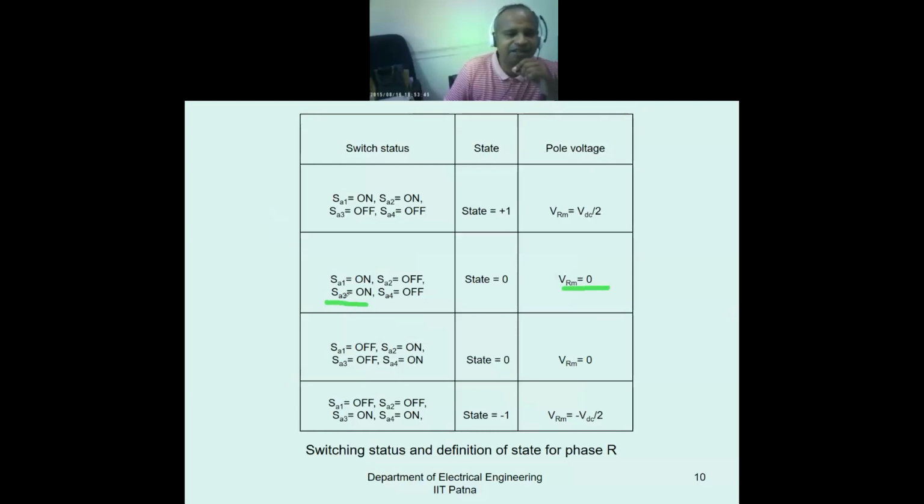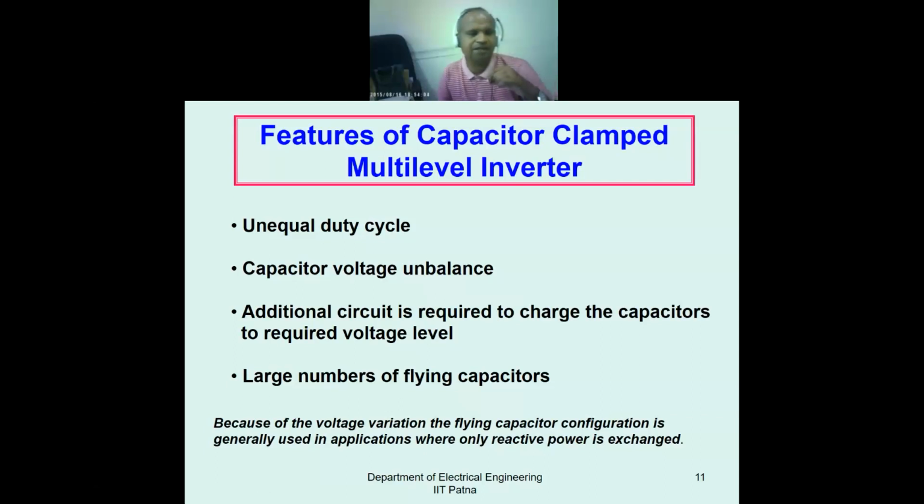And when S1, S3, and S2, S4 are on, then you get 0, and when the lower two switches are on, you get minus VDC by 2. So this way we can control this capacitor clamp.